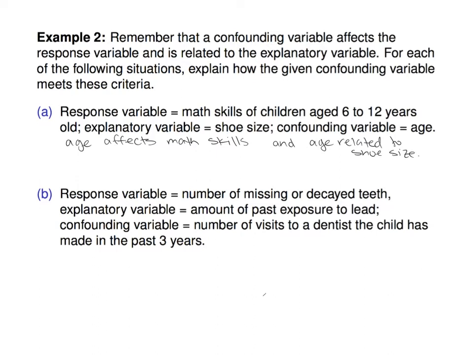What's going to happen here, if you're looking at math skills related to shoe size, it's going to look like big shoe size implies better math skills, at least when you're looking at children ages 6 to 12. Because obviously, as kids get older, they learn more math and their feet also get bigger. But it isn't like if you have big feet, you're better at math than others. But if you can fill in this part, the confounding variable affects the response, is related to the explanatory, then you know it's confounding.